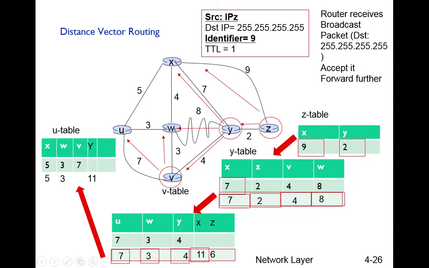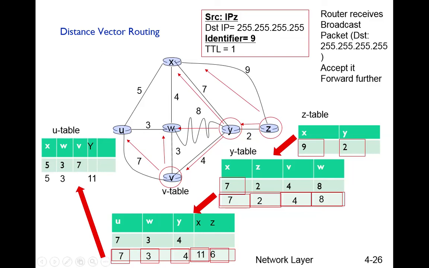Similarly, the fourth entry will be considered. You can see that presently the U node doesn't know about Z, but from this V table it comes to know about Z. And what is the path? From U to V it is 7, and from V to Z the shortest path is 6. 7 plus 6 is 13.